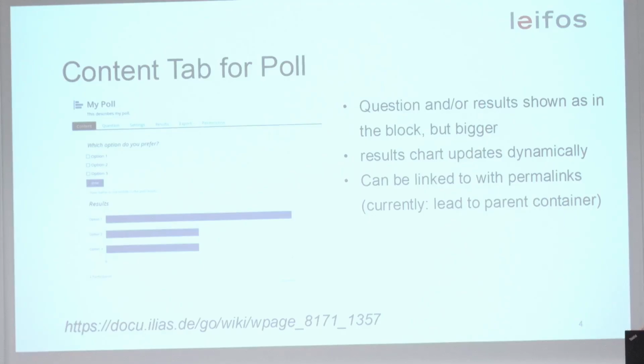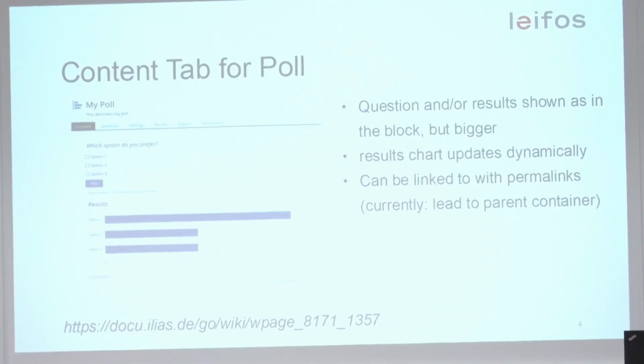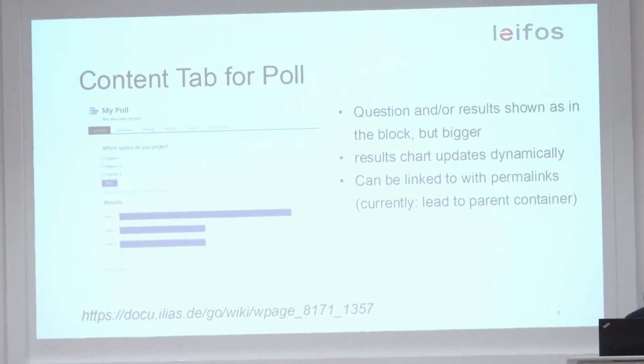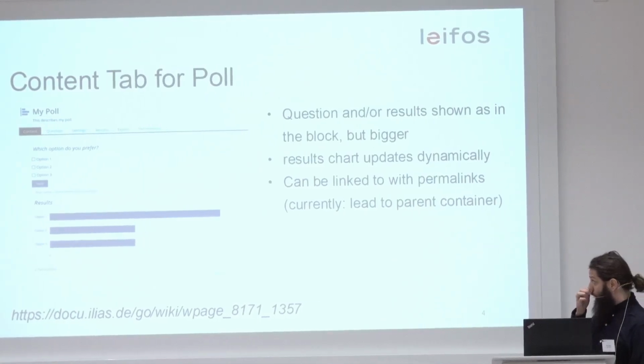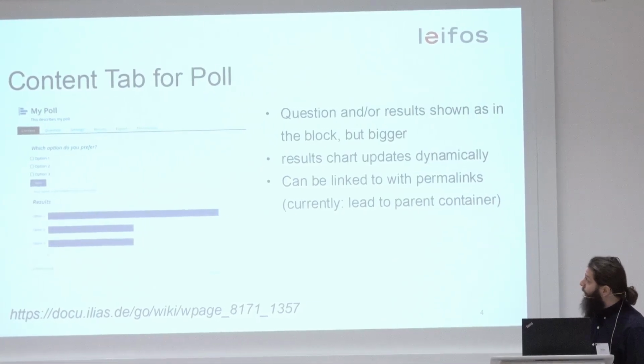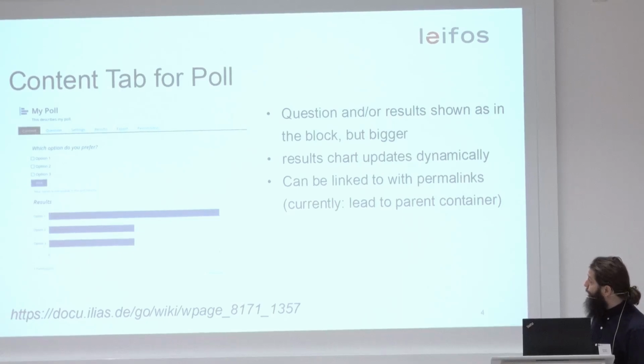I didn't mention it, but introducing the content tab also makes it possible to directly link to this tab with the permalink. Right now it leads to the parent container. And with the QR code, you now should be able to get to the content tab.